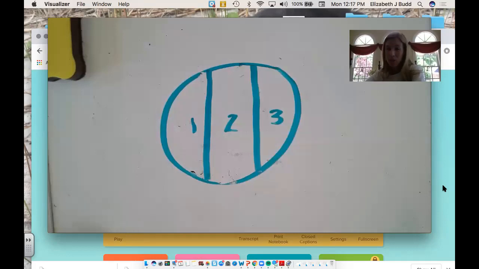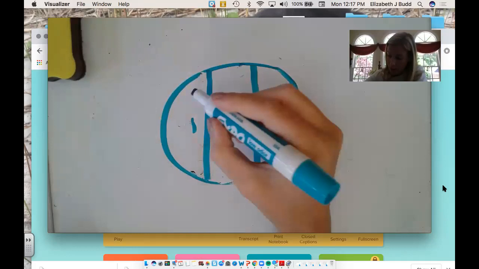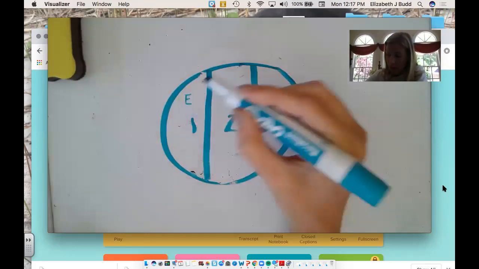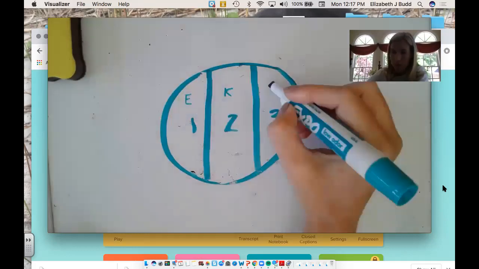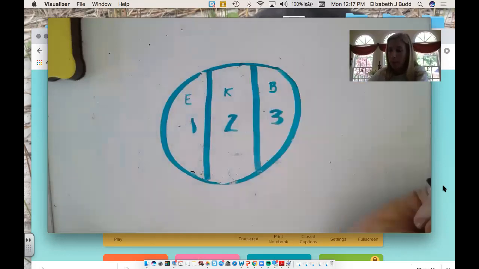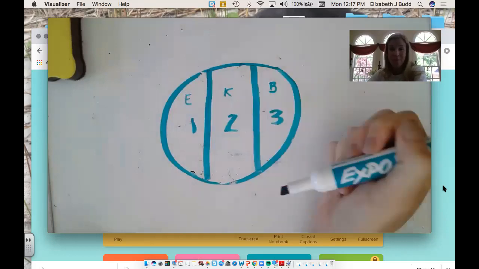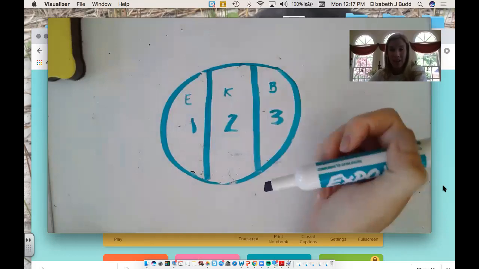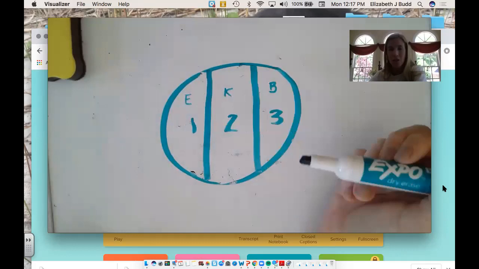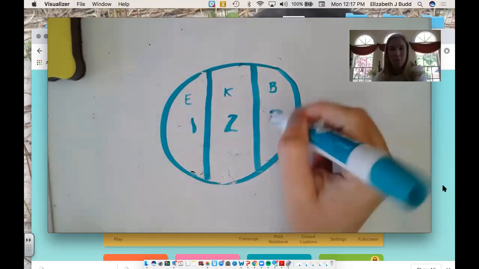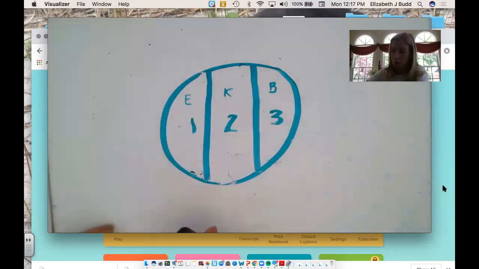I'm looking at my circle and I'm imagining that this is a cookie, and I'm imagining that I'm sharing the cookie with 2 of my brothers. Let's say that I get this one, so Elizabeth gets that piece, Kyle gets this piece, and Blake gets this piece. Do you think that my piece is the same as Kyle's piece? No. It looks like I'm going to get less than Kyle does. And so these pieces are not equal. So this is not split into thirds because those pieces aren't equal.